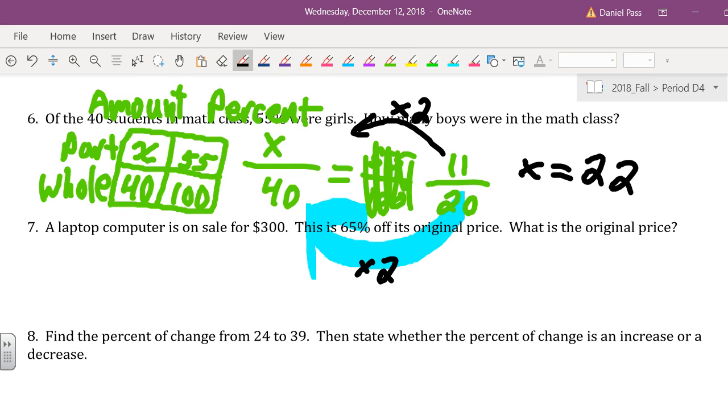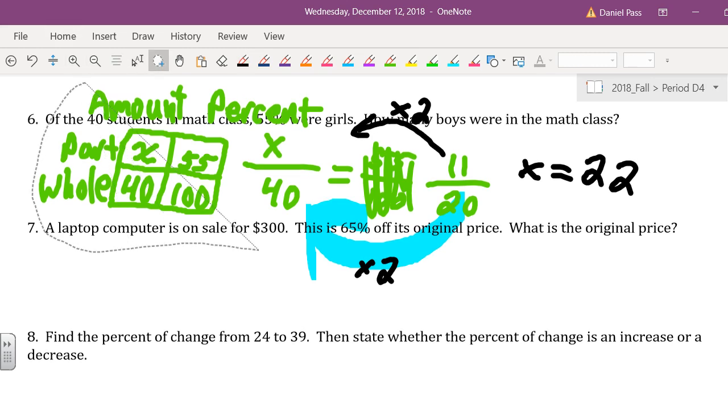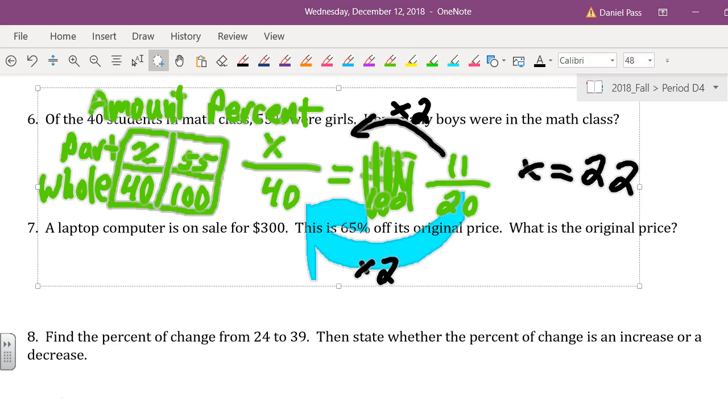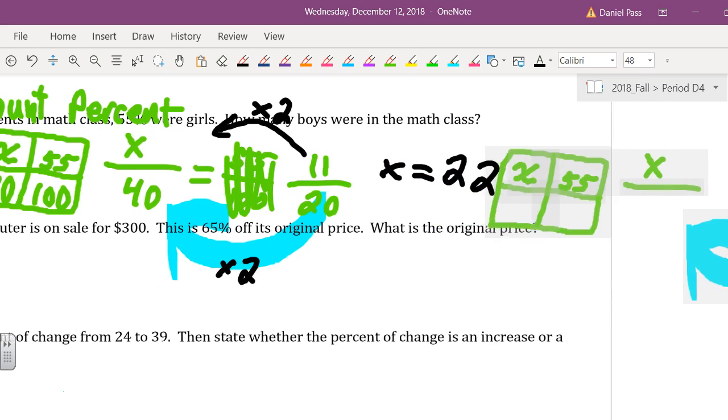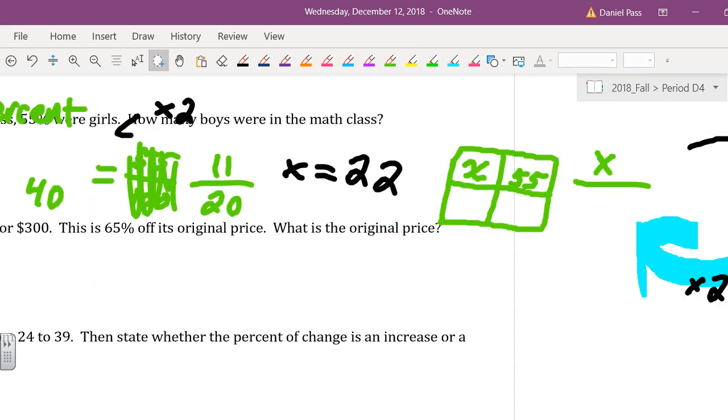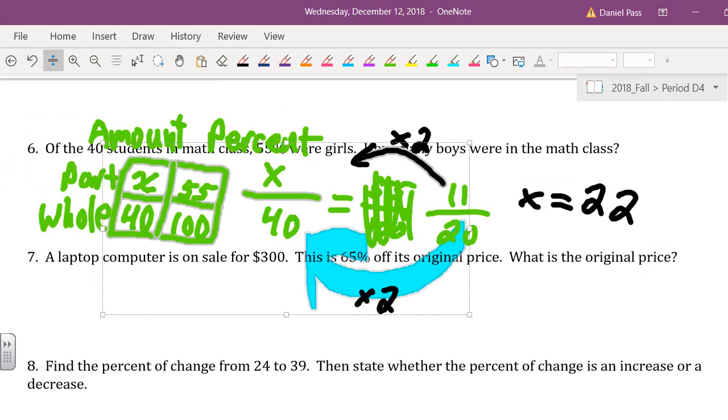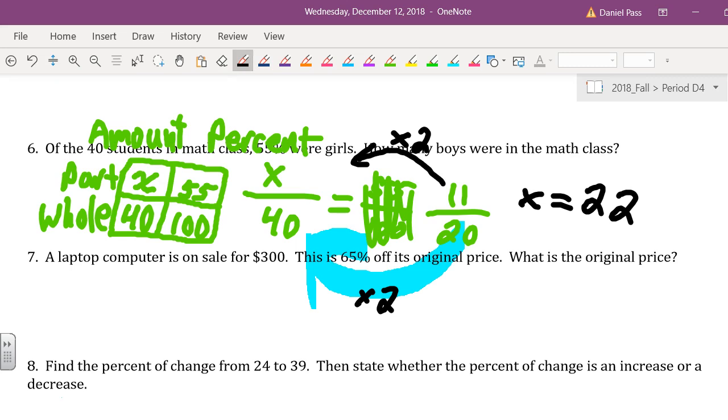Well, you can do the next one, but first I want to do it as an equation problem. Okay, so the number of girls is 22. That means the number of boys is 40 minus 22, or 18. So our final answer is 18.